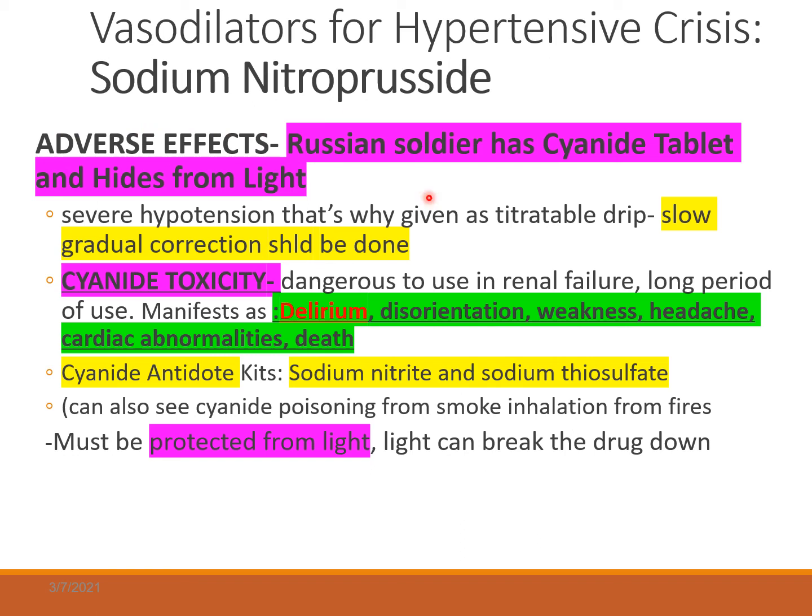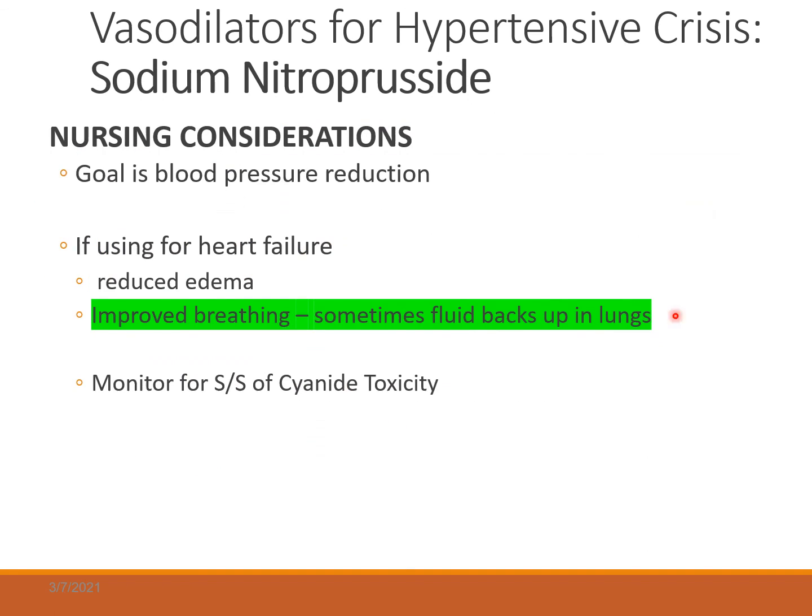Adverse effects. Now this is the important mnemonic over here for sodium nitroprusside. Russian soldier has cyanide tablet and hides from light. All right. So a slow gradual correction should be done for this drug. Cyanide toxicity is seen. What are the effects? Delirium, disorientation, weakness, headache, cardiac abnormalities, and death. Cyanide antidote, sodium nitrite and sodium thiosulfate. And it should be protected from light. Nursing considerations, improved breathing, sometimes fluid backs up in the lungs.